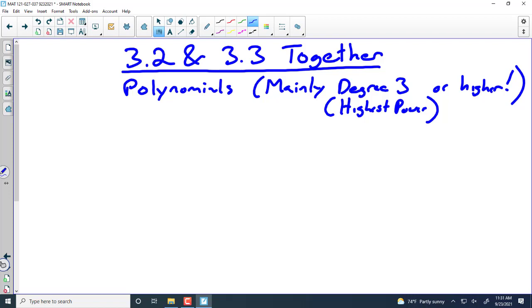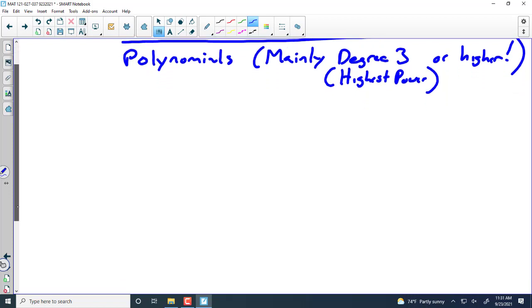This is mainly about our polynomials now. We're moving away from the quadratics, which are degree 2 polynomials, and we're going to be moving on to polynomials that are mainly degree 3 or higher. So remember, the degree of a polynomial just means the highest power you see, and that's what we're going to be talking about. But first, a little recap here.